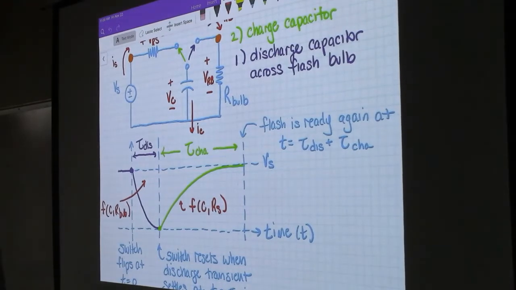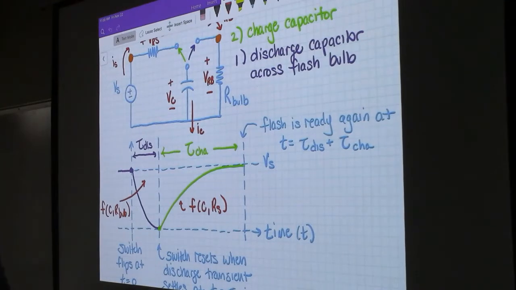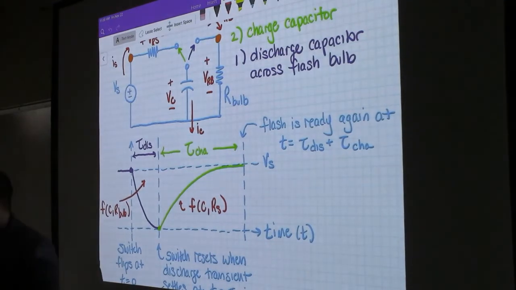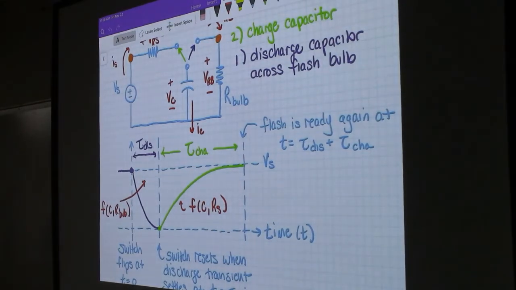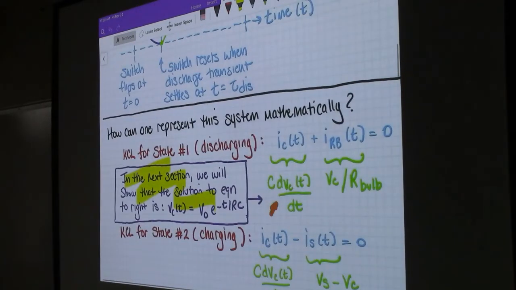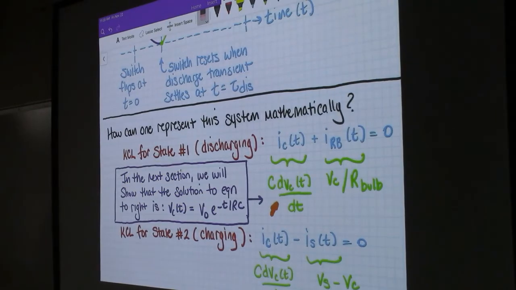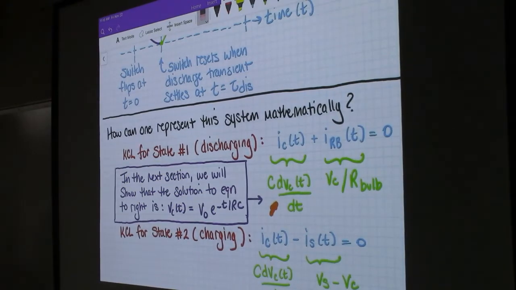We can manipulate those values in order to make the taus longer and shorter. There is going to be a trade-off in many instances, however. So this is what the answer looks like for this type of problem. Now what we want to talk about is how to represent it and how to solve it. So how do we represent this system mathematically?